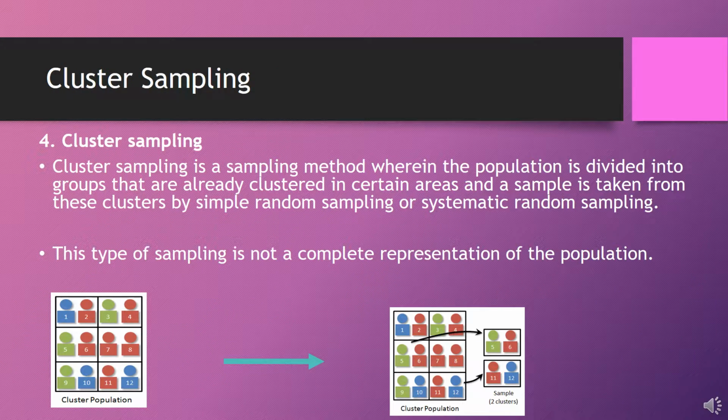The fourth and final probability design we will discuss in this chapter is cluster sampling. Cluster sampling is a sampling method wherein the population is divided into groups that are already clustered in certain areas, and a sample is taken from these clusters by simple random sampling or systematic random sampling. This type of sampling is not a complete representation of the population.